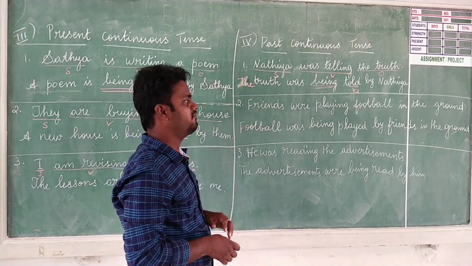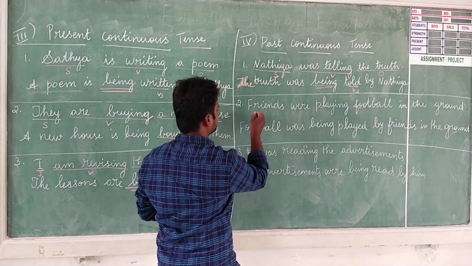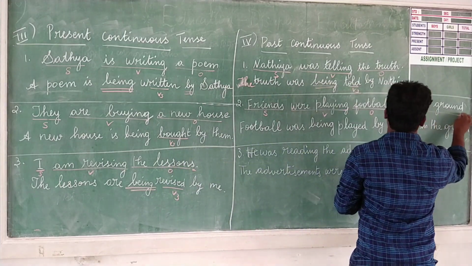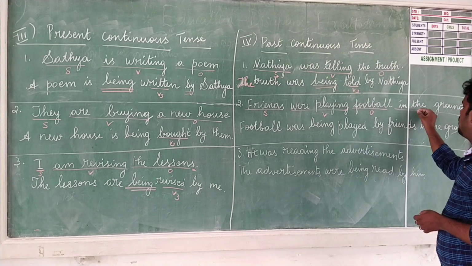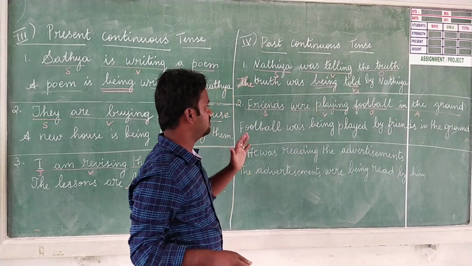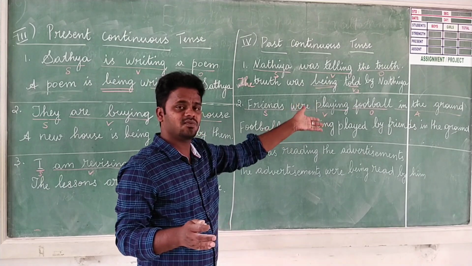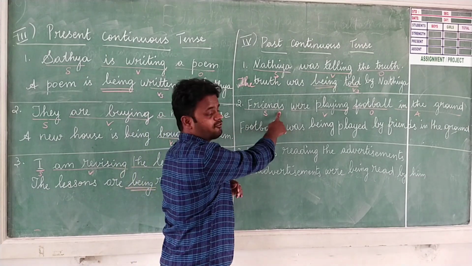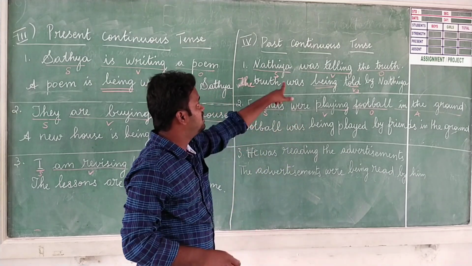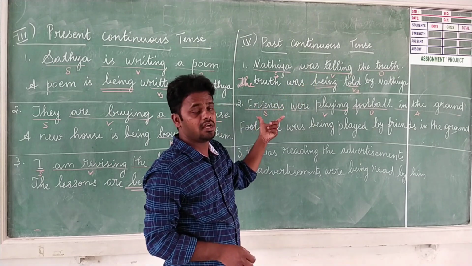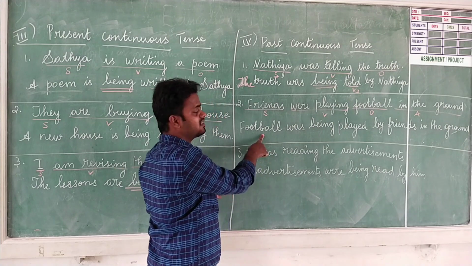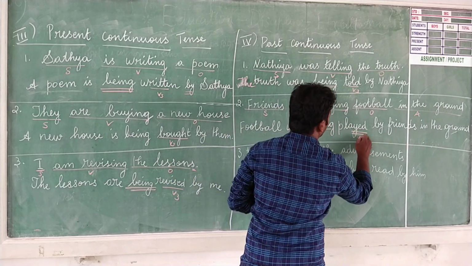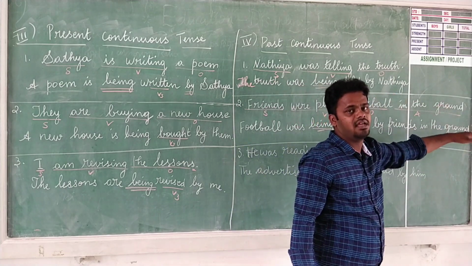Then, friends were playing football in the ground. So children, remember, friends is the subject here, were playing the verb, football the object, in the ground. Where are they playing? In the ground. So it answers the question of where. So it is an adverbial. So we should always look at the subject, verb, and object. Rest of the things we can add later. Here Nadia is a singular person, so we use was. Friends is plural and we use were. Football is singular here, so we use the singular verb. Football was being played by friends in the ground. We can add the adverbial at the end of the sentence.